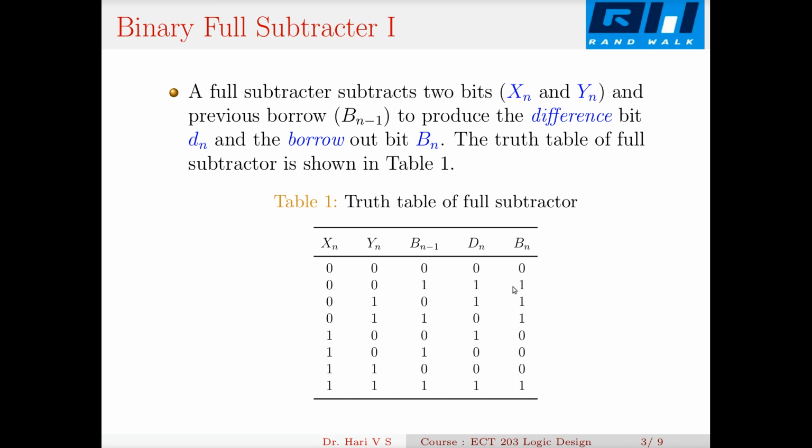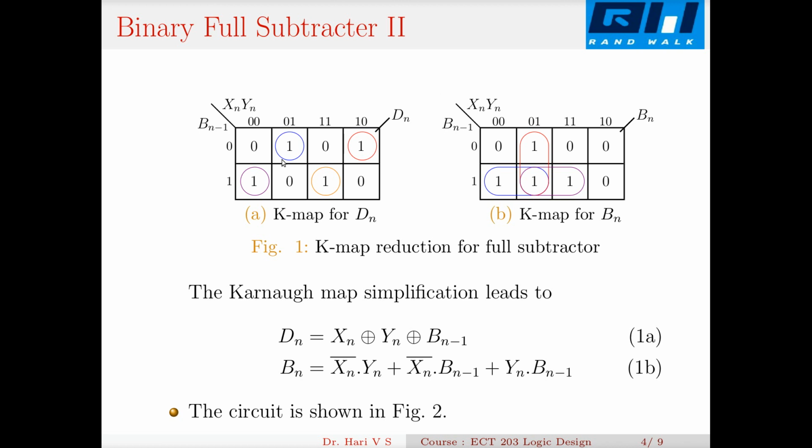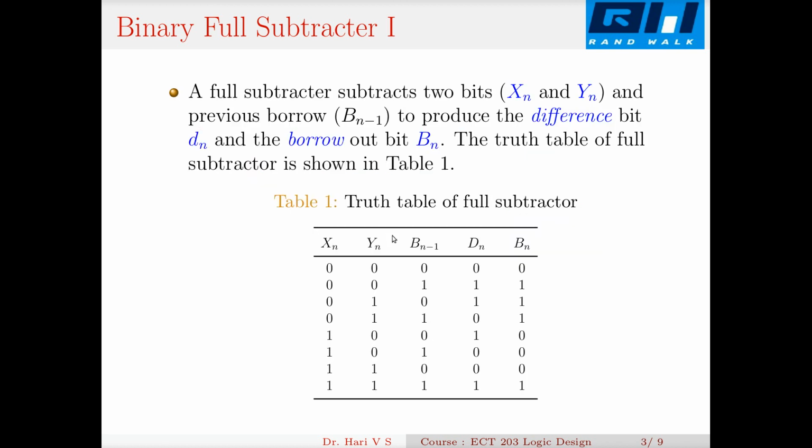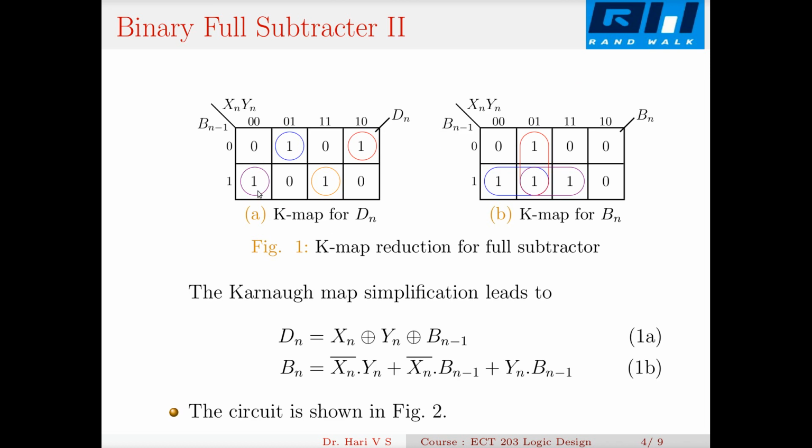But Bn is slightly different, so I had to put these two into Karnaugh maps and solve for Dn and Bn. So here I make a Karnaugh map like this. This xn and yn are the MSBs, and Bn minus 1 is the LSB. So I put these values like this: 0 1 1 0 1 0 0 1 0 1 1 0 1 0 0 1.